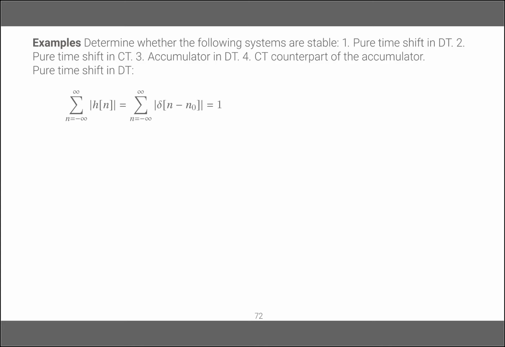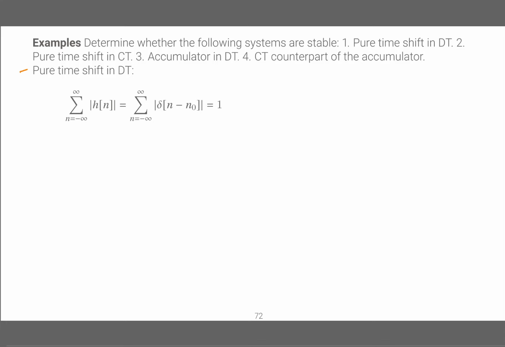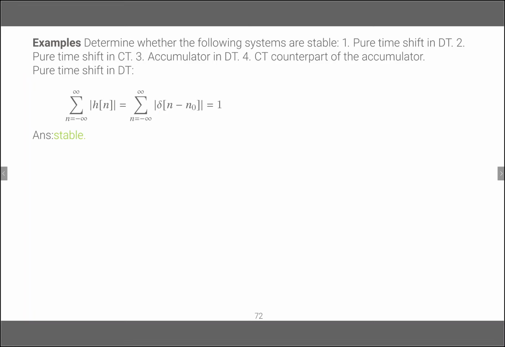Determine whether the following systems are stable. One, pure time shift in discrete time. Two, pure time shift in continuous time. Three, accumulator in discrete time. Four, continuous-time counterpart of the accumulator. So let's consider first the pure time shift in discrete time. Here h[n] is delta[n minus n0]. We take the absolute value and sum, and it's 1. So it's less than infinity, therefore it is stable.